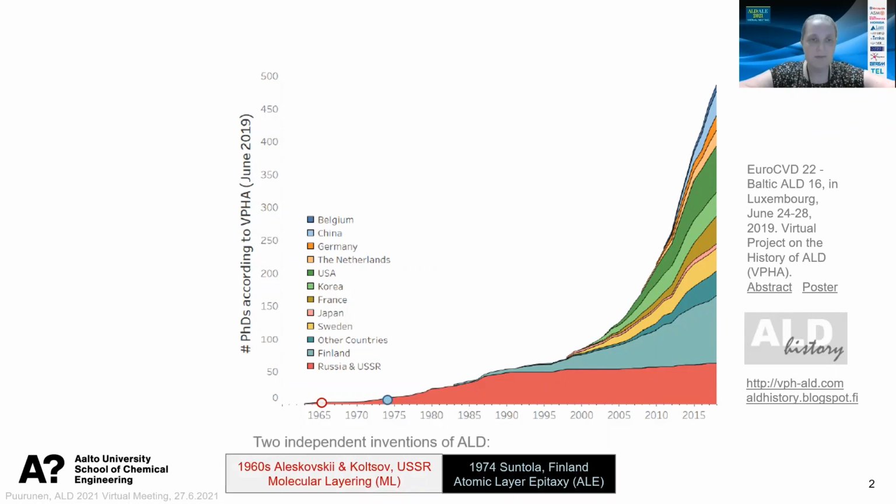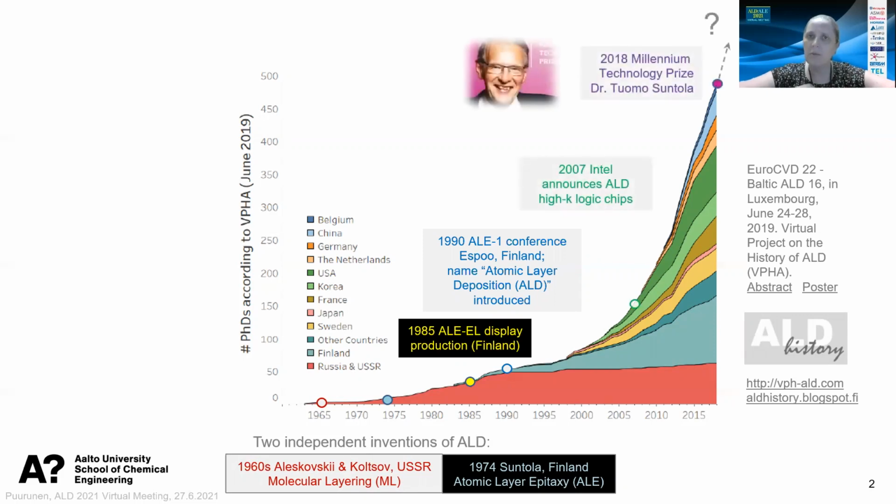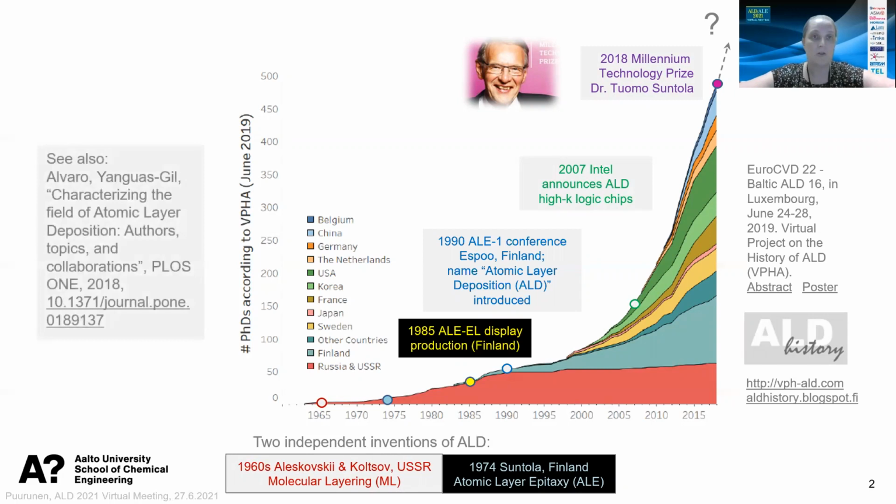ALD was invented twice, in the 1960s under the name molecular layering, and in 1974 in Finland under the name atomic layer epitaxy. The Finnish work was directed to production of electroluminescent displays by ALD, and there the production started in 1985. In 1990, there was the first international conference on atomic layer epitaxy, where the name ALD also was introduced. There are some other milestones marked here: Intel announcing the use of ALD in high-K logic chips and the Millennium Technology Prize to Tuomo Suntola. There's also the paper by Alvaro and Yanguas-Gil characterizing the field.